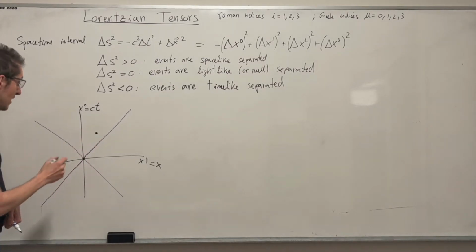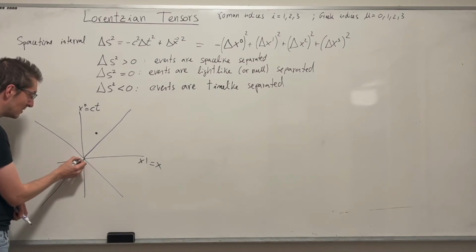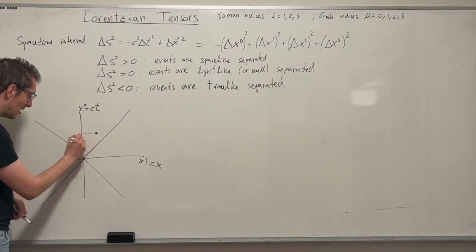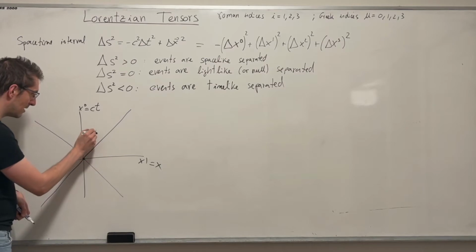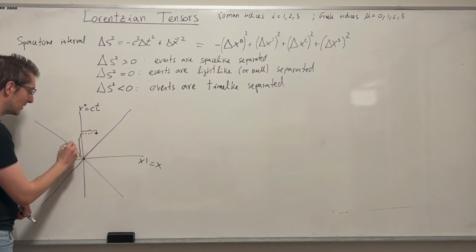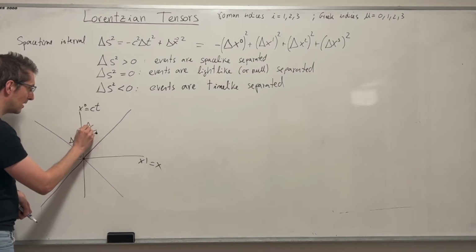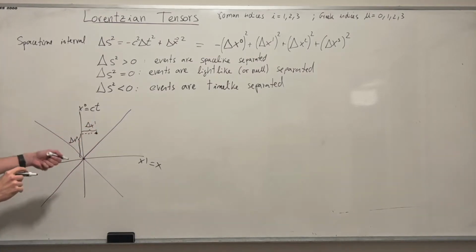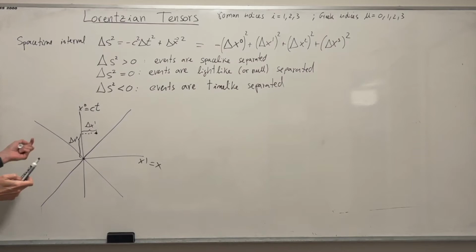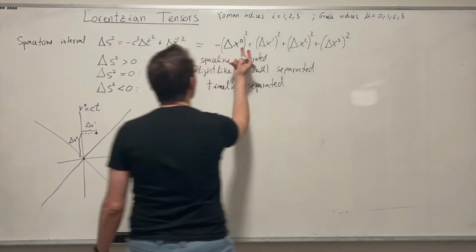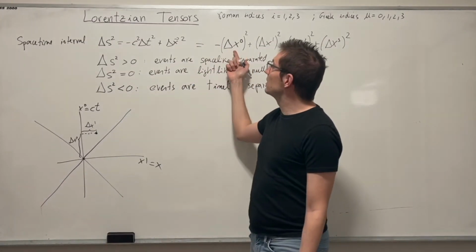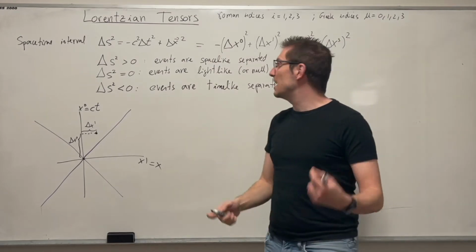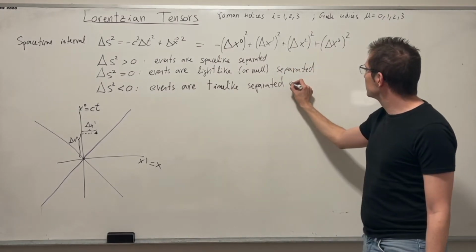Well, you can tell that the separation between them is larger in time than it is in space. This is delta x0 and this is delta x1. Delta x0 is larger than delta x1. So obviously, if delta x0 is larger than delta x1, we're going to have that this is going to be negative. So these two events are time-like separated. It would be this case.